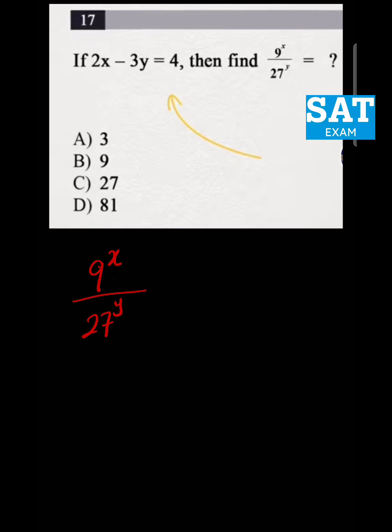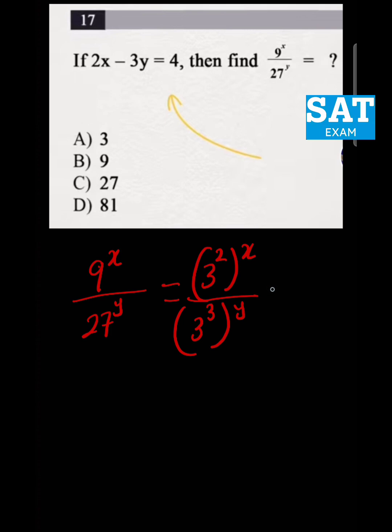So 9 and 27 can be easily transformed into base 3. So 9 in index form to the base of 3 is going to be 3 to the power of 2, because when you multiply 3 by itself 2 times, it's going to give us 9. Then all raised to the power of x over 27 is the same as 3 raised to the power of 3, then all raised to the power of y.